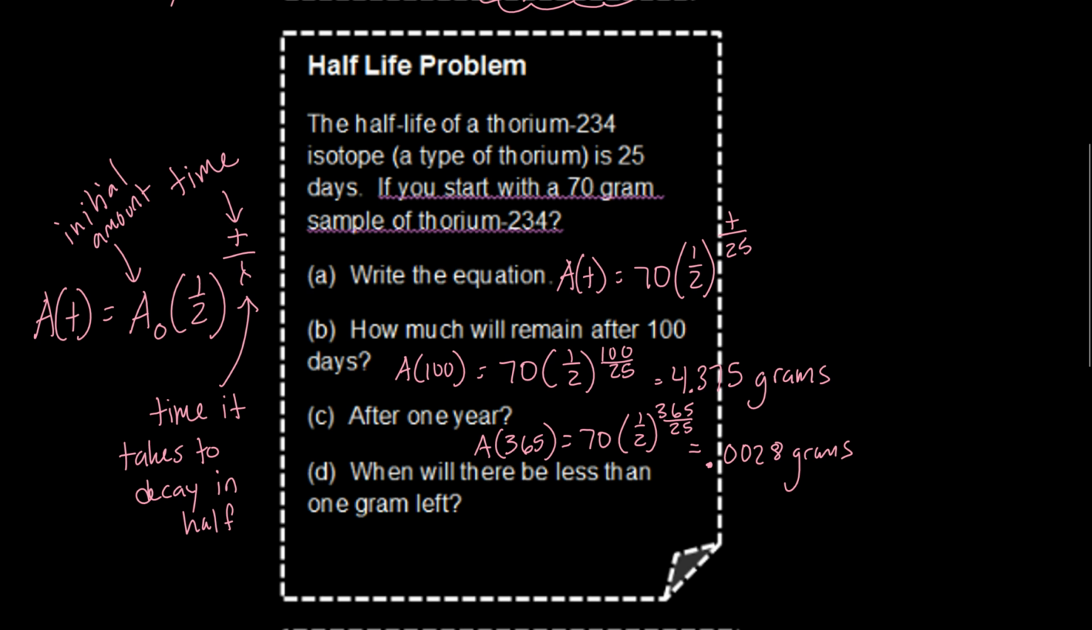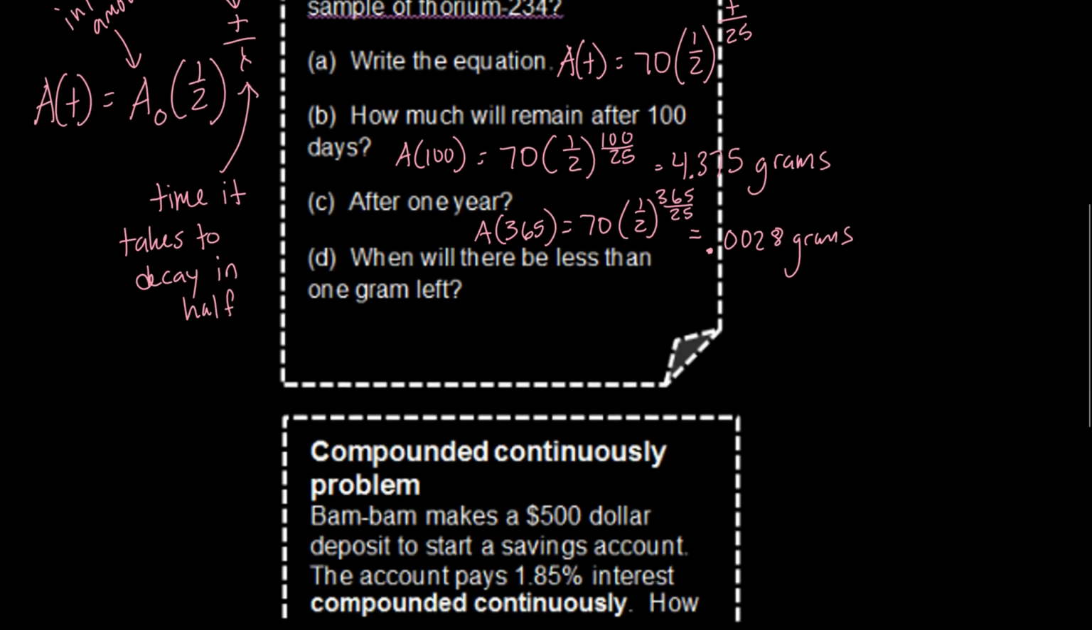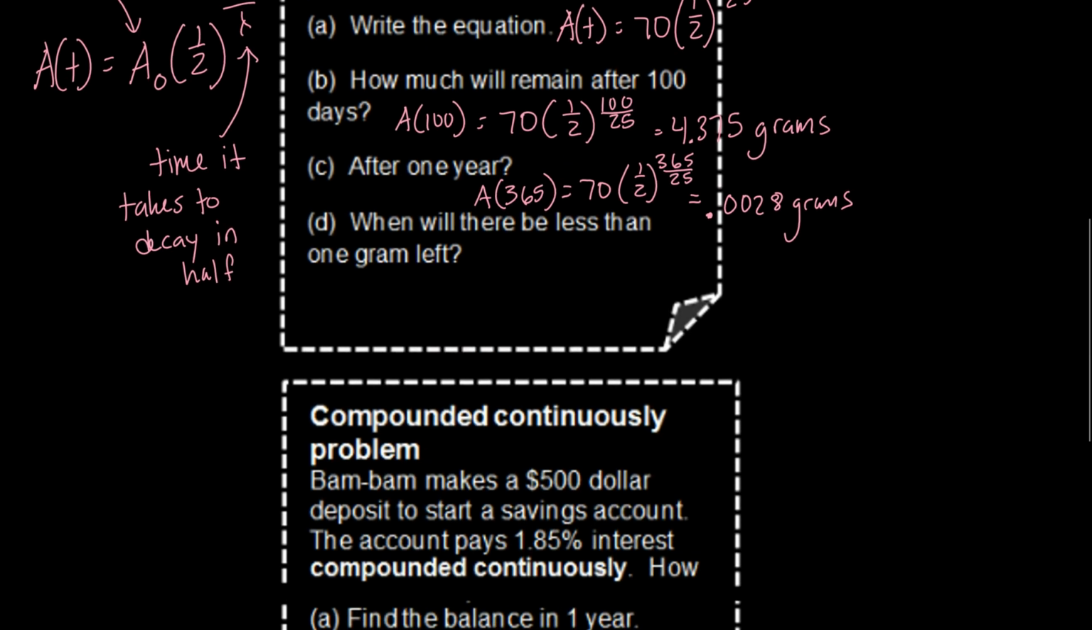And then it says, when will there be less than 1 gram left? What do you need to plug in? Y, for the y value, right? The A of t, we need to plug in 1. We want to know when there will only be 1 gram left, right? So we're going to plug in 1 for the left-hand side. And we need to figure out what time this happens.